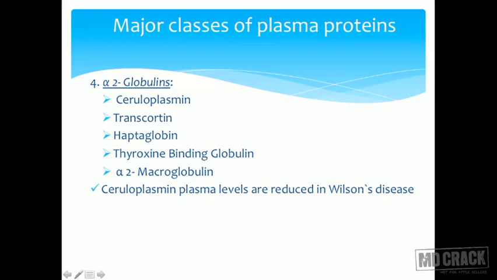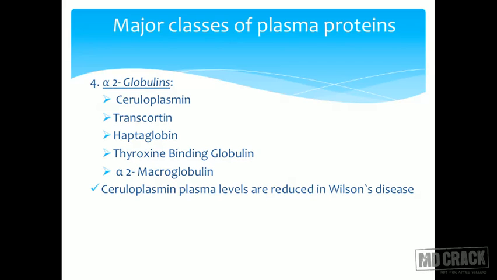Coming on to their clinical significance, what is the main function of ceruloplasmin? Ceruloplasmin is important in Wilson's disease. Why? Wilson's disease is a disease in which copper metabolism is affected. I'll talk about it in copper metabolism. So please remember that nearly 90% of the body's copper is present along with ceruloplasmin.